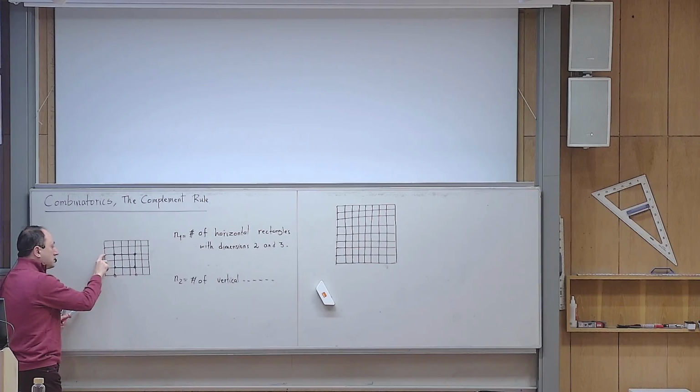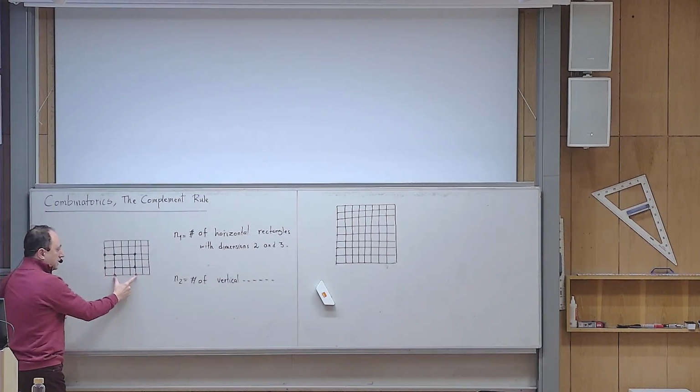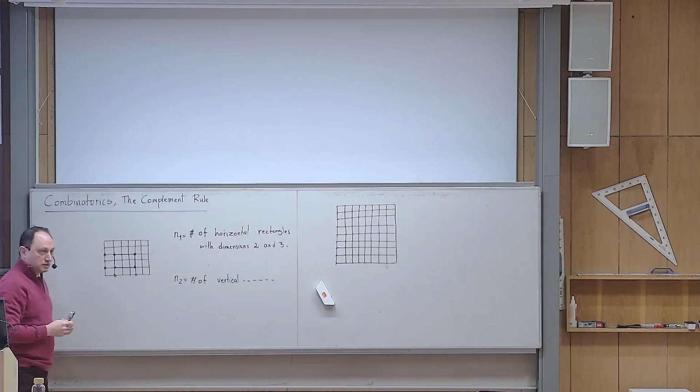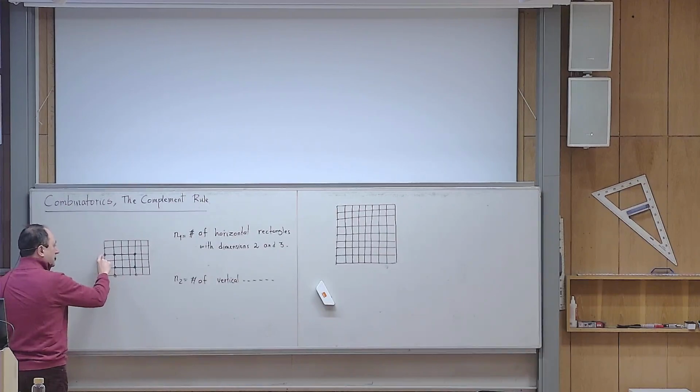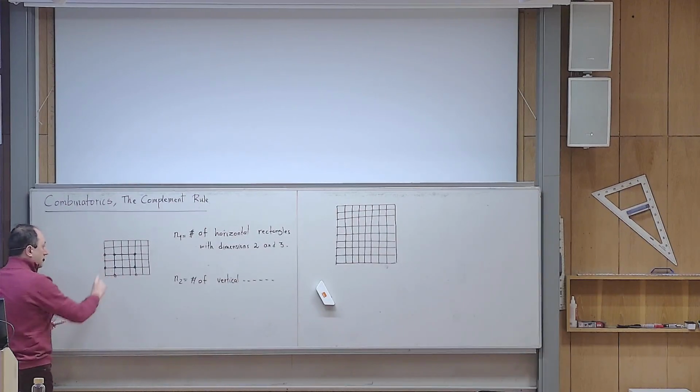Picking up 2 points with distance 2 between them, because I want the width to be 2, on the vertical axis, and I want to choose 2 points with distance 3 on the horizontal axis. Do you agree? So this task is in one-to-one correspondence with choosing these points and these points. Okay, in how many ways can I choose these points?